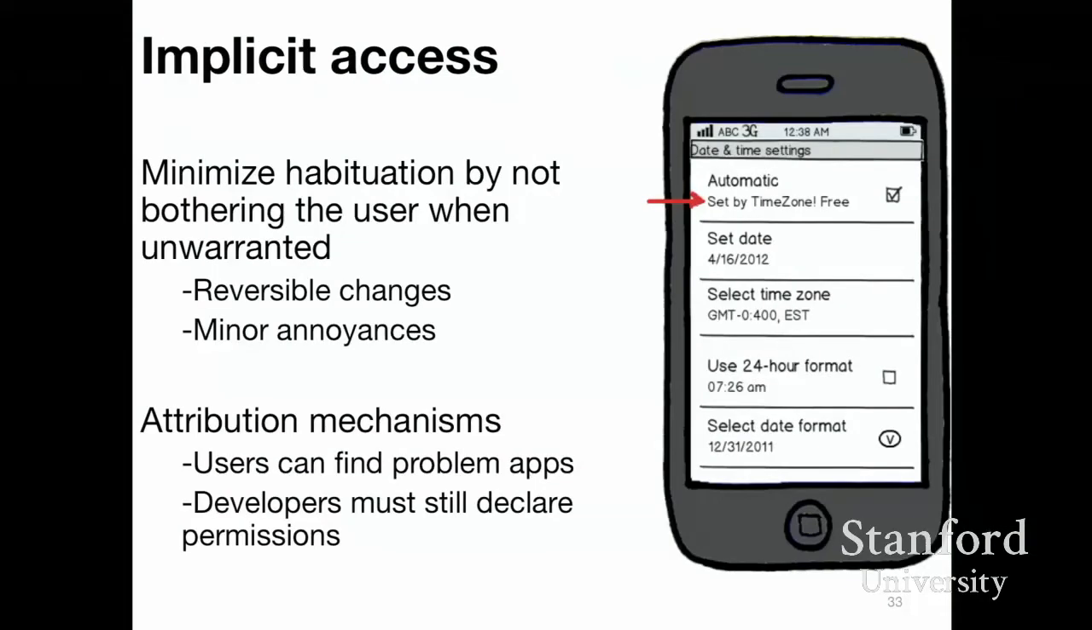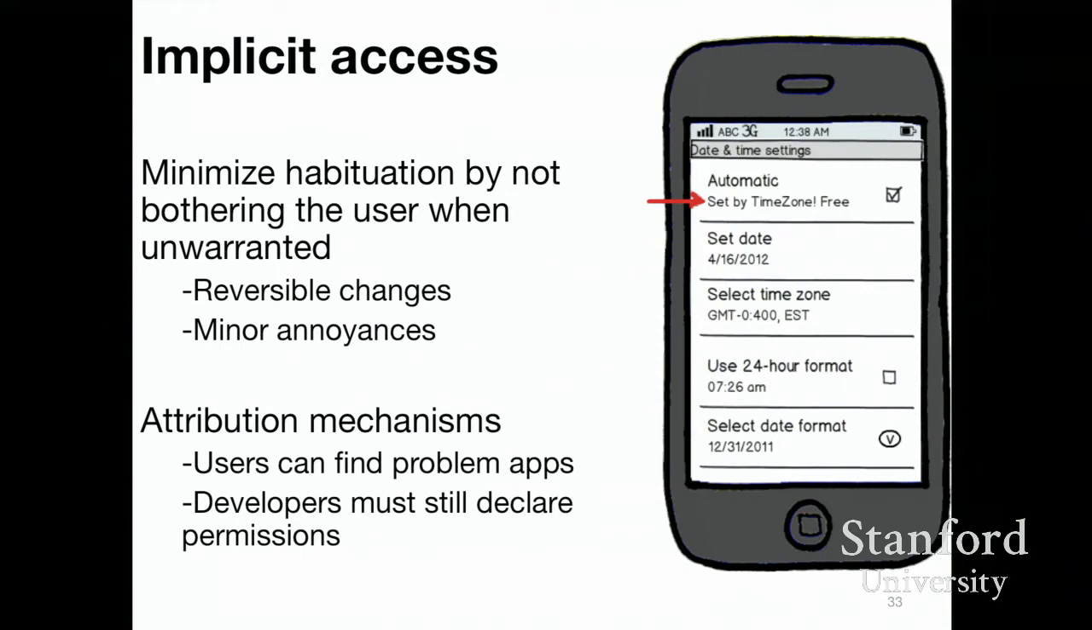And then finally, there's what I refer to as implicit access. In some cases, maybe the risk associated with a request is just so minimal that it should just be granted without bothering the user. In this case, we should have some sort of attribution mechanism so that when permissions are granted automatically to minimize habituation, if something does go wrong, there is information about what app was responsible, so provenance.